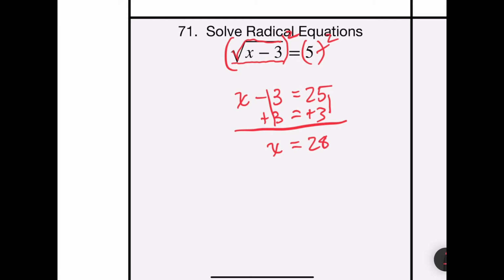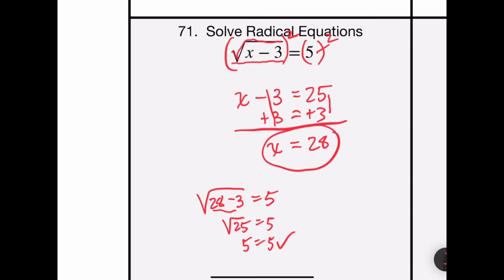When I have radical equations, I do have to check to make sure that it comes out true. So I'm going to put 28 back into the original problem where x is and see if I get a true statement. So 28 minus 3 is 25. The square root of 25 has to equal 5, and 5 equals 5. So that's true. So my answer would be x equals 28.